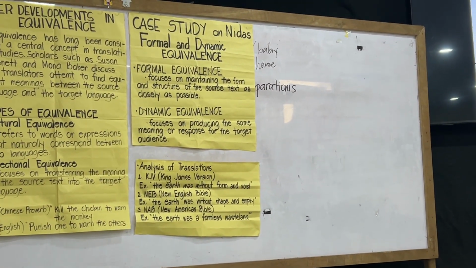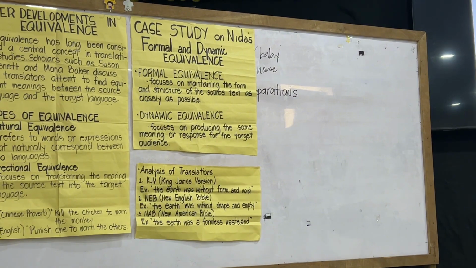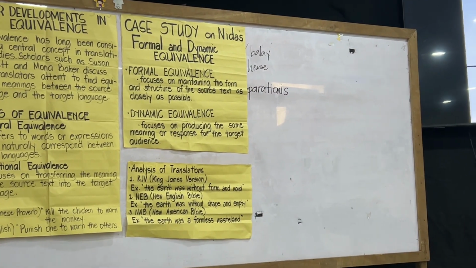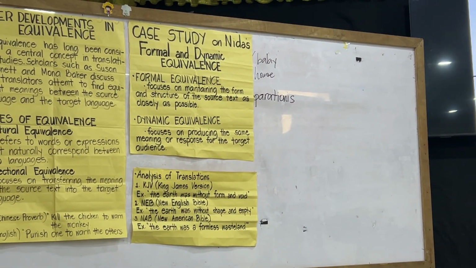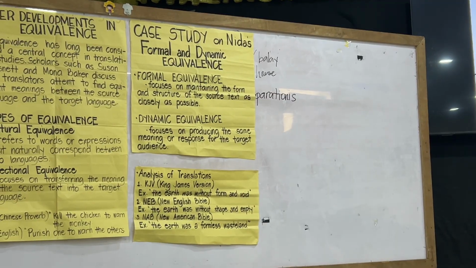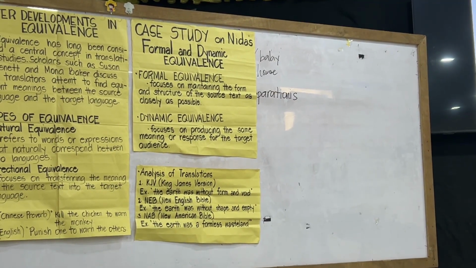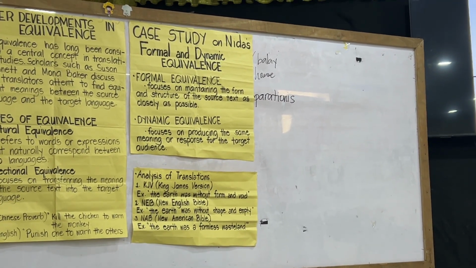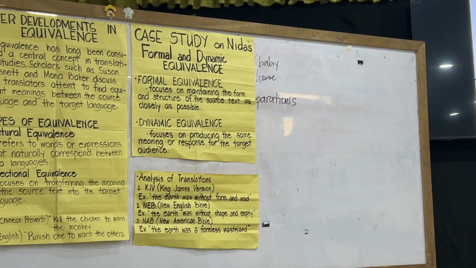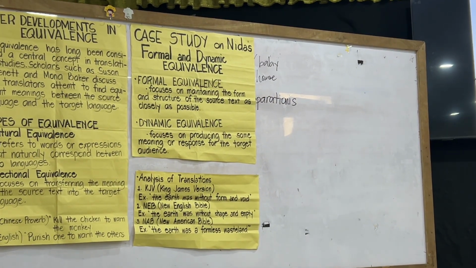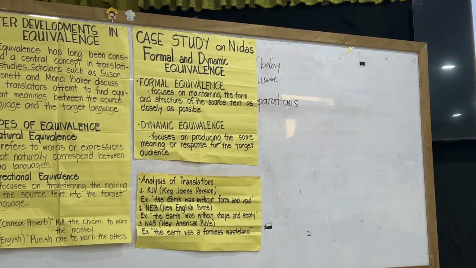We understand the case study of Nida about formal and dynamic equivalence. Formal equivalence sticks to the original text, while dynamic equivalence produces the same meaning, the same word or the same type of meaning. Next.